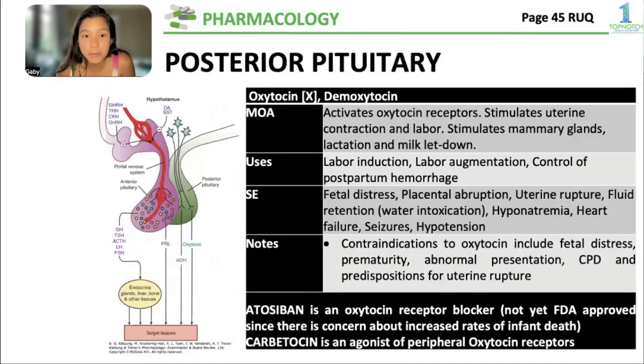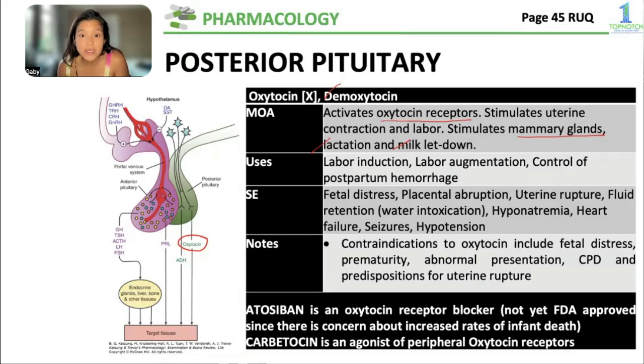What about your posterior pituitary hormones and the drugs that are mimickers of your posterior pituitary hormones? So one very important posterior pituitary hormone is your oxytocin. Okay, and we also give oxytocin or demoxytocin. Okay, so these are drugs that activate your oxytocin receptors. What do we know about oxytocin? It's really important during labor because it stimulates uterine contraction, and it also stimulates mammary glands to do what we call lactation and milk letdown, which is the release of the milk in order to feed a suckling baby.